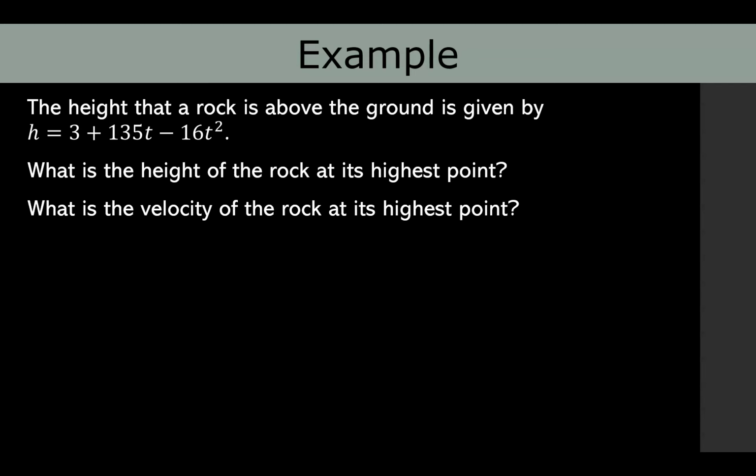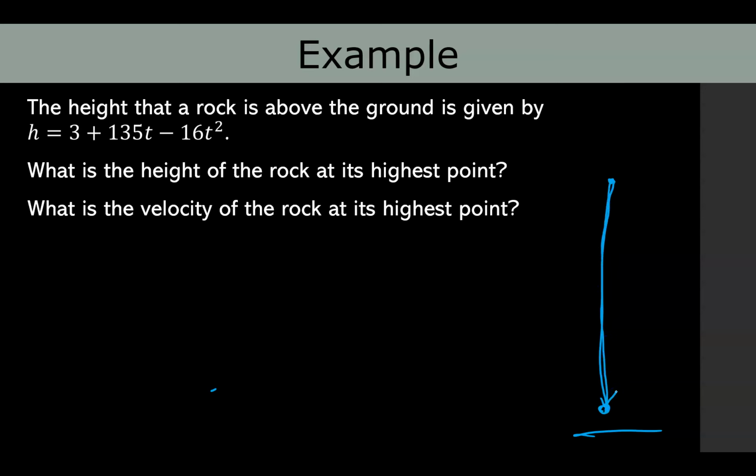So the next thing we want to do is find the height of the rock at its highest point. We kind of talked about that earlier. And the velocity of the rock at the highest point. And if you think about rocks going up, the second question is actually easier to answer. So this rock goes up, comes straight back down.